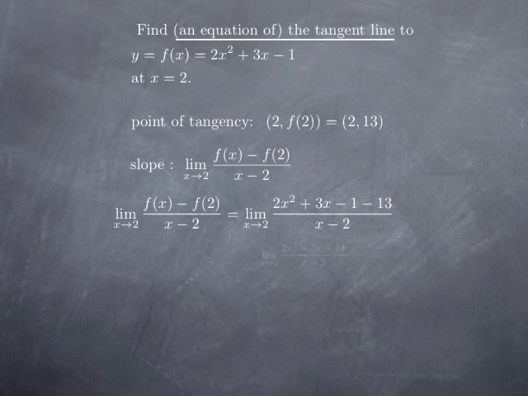Now if we simplify the top, we get 2x squared plus 3x minus 14. Now we know, without even checking, that this polynomial is going to be 0 when x is 2, because it is in fact another way to write f of x minus f of 2, which of course is 0 when x is 2. Because it's a polynomial, and it is 0 at 2, we know that x minus 2 is a factor in that polynomial. So we factor it.